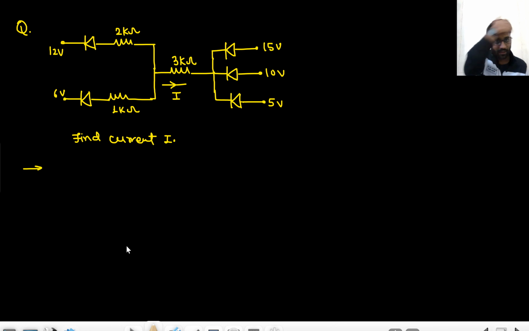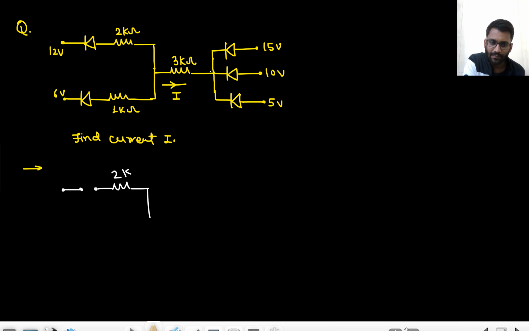What I will do, I will apply open circuit test, or you can apply short circuit test as well. No, you can't apply short circuit test. If you apply short circuit test, what will happen? All these will be turning on. So this will say I will have 15 volt, this will say I will have 10 volt, this will say I will have 5 volt. So you can't apply short circuit test here. So you have to apply open circuit test only.